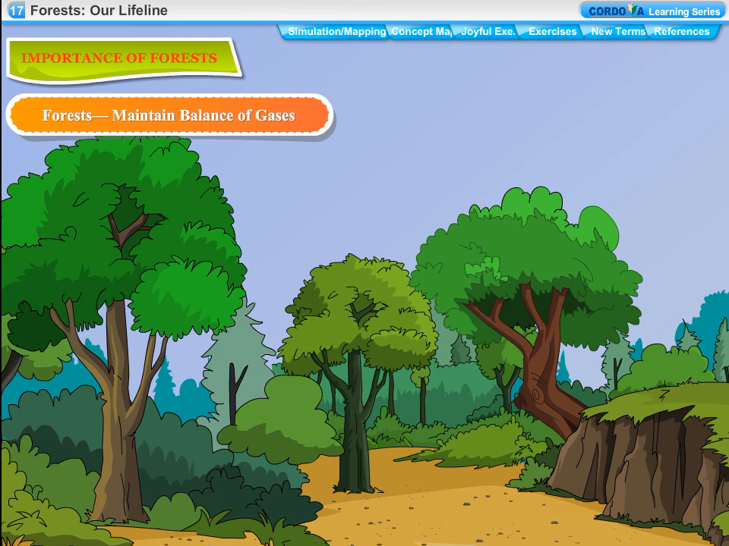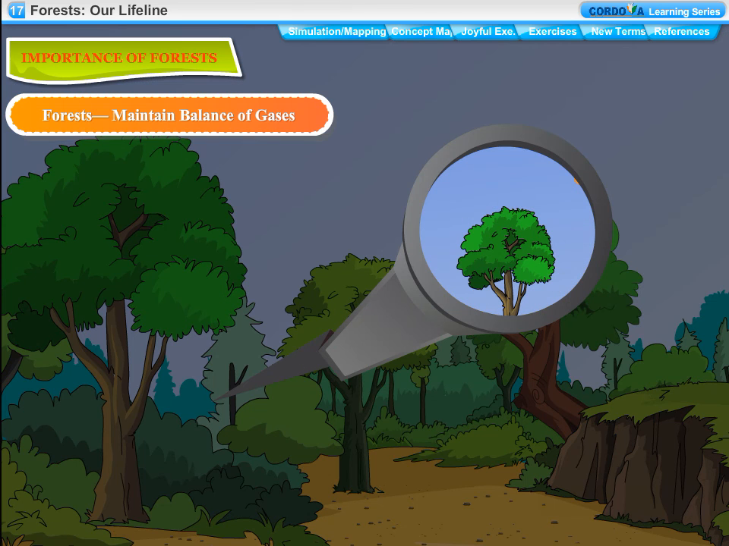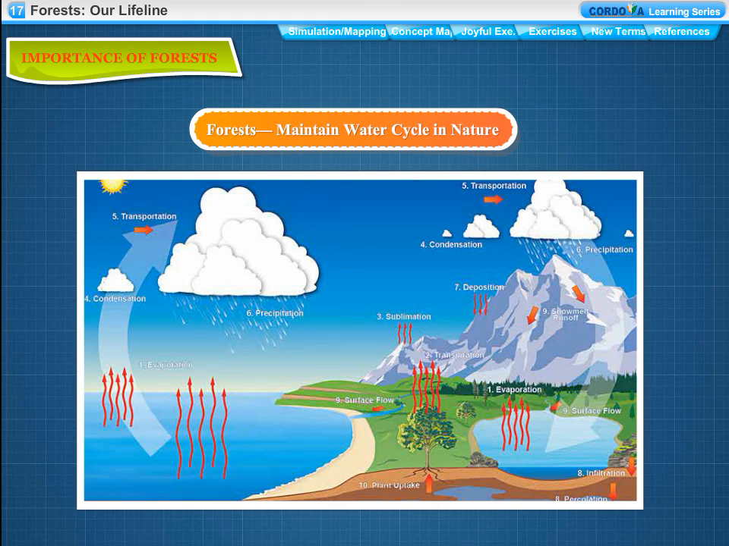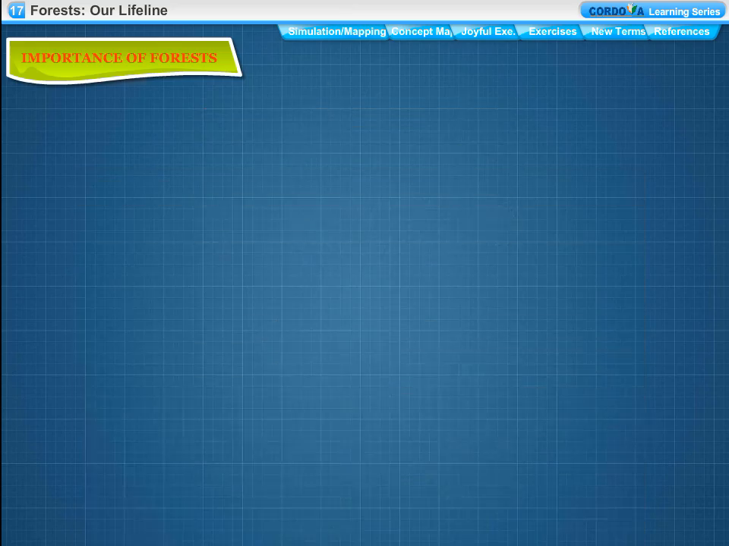Forests maintain balances of gases. Forests maintain the natural balance of carbon dioxide and oxygen in the atmosphere by using up carbon dioxide and releasing oxygen during photosynthesis. In this way, forests serve as green lungs in nature. Forests maintain water cycle in nature. Water gets evaporated into the atmosphere by plant leaves by the process known as transpiration. Forests increase rainfall in the region.